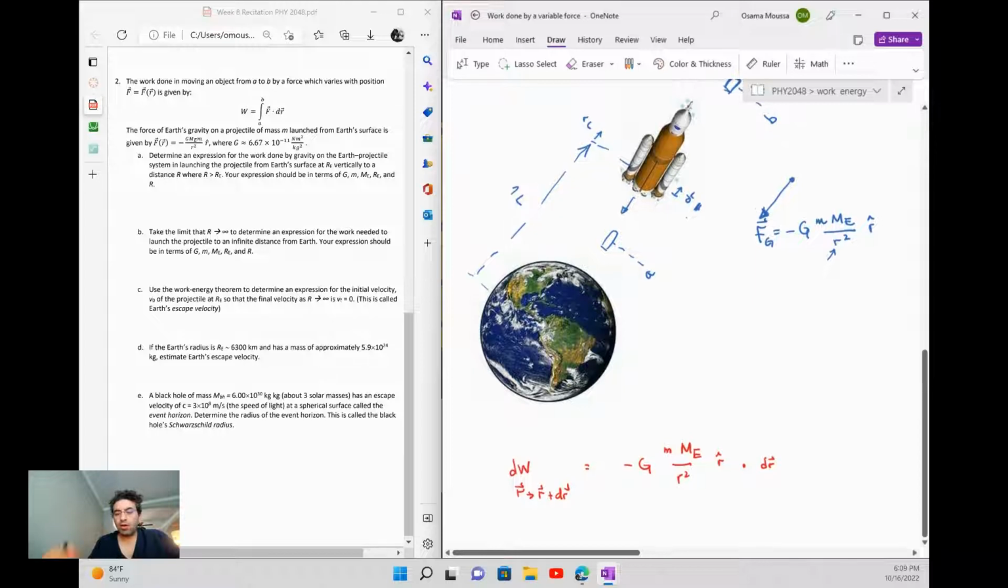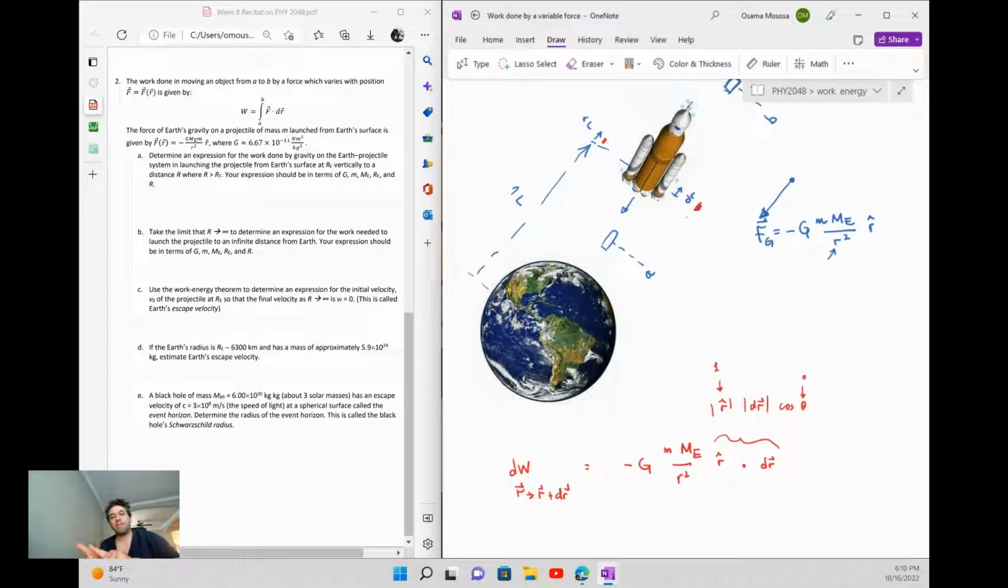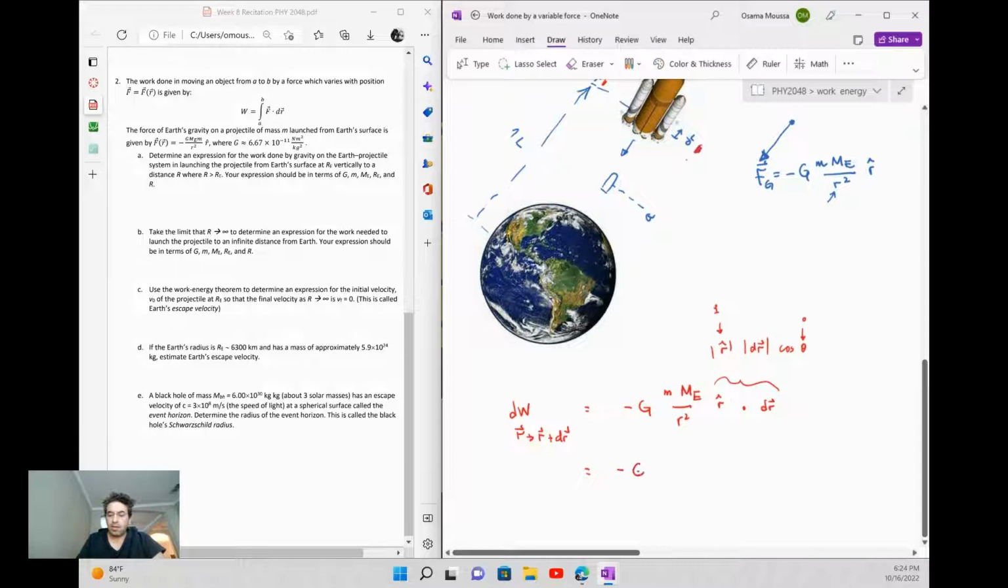Now r hat and dr are in the same direction. So the dot product of these two would be just equal to the magnitude of dr, right? If I just think about the dot product here, that would be the magnitude of r hat, which because it's a unit vector, means its magnitude is always 1, times the magnitude of dr, which we're going to call dr without the arrow, times cosine of the angle between them. But the angle here is 0 because r hat and dr are in the same direction. So this works out to be negative G times the mass of the rocket, the mass of Earth, divided by the distance between them squared at that particular location, times the magnitude of the infinitesimal displacement dr.